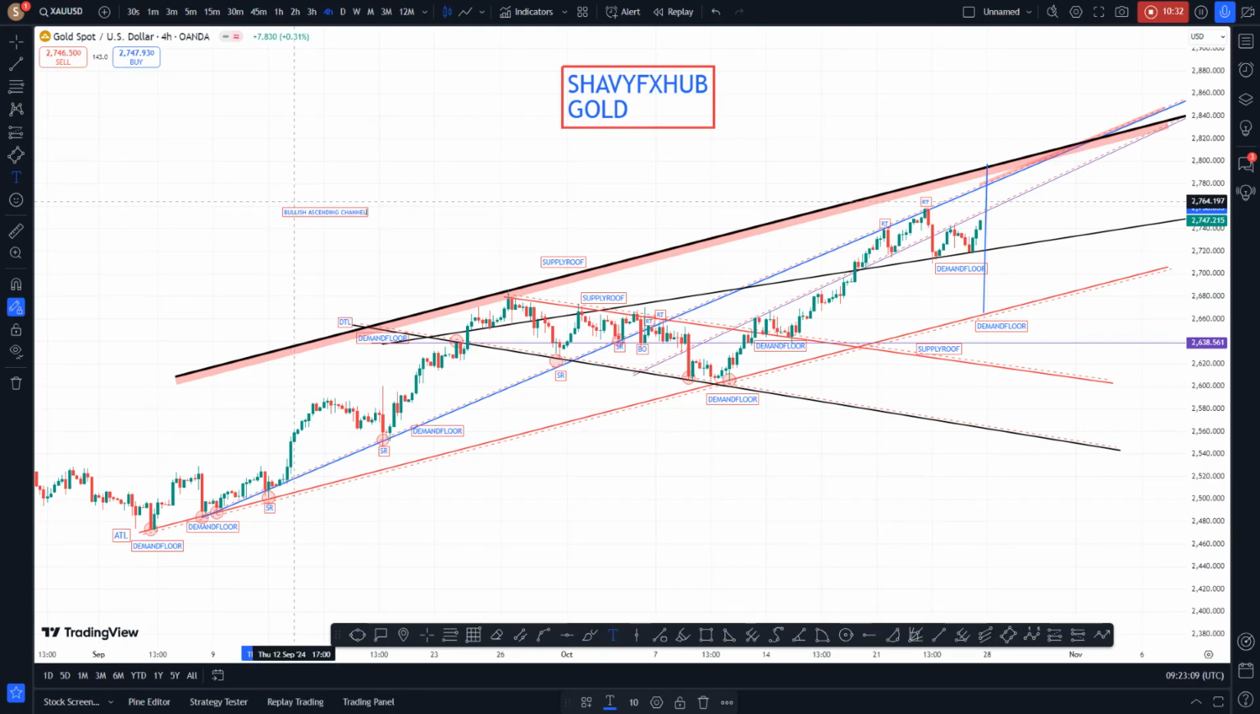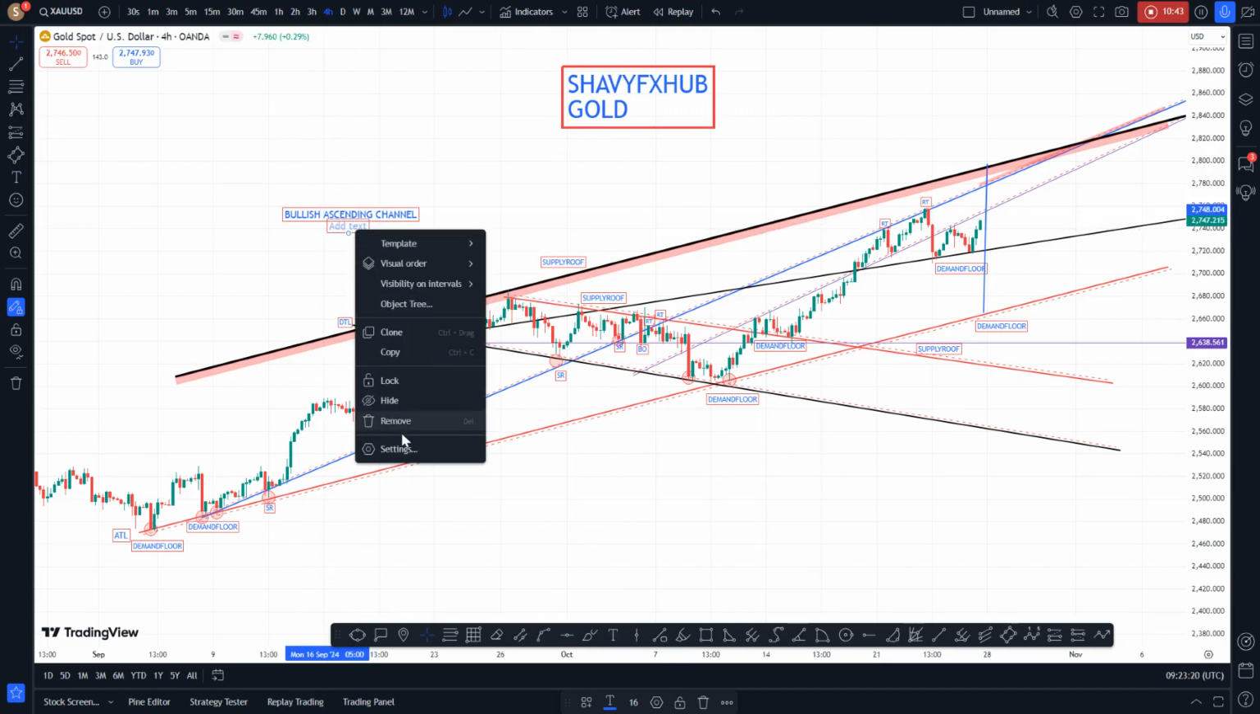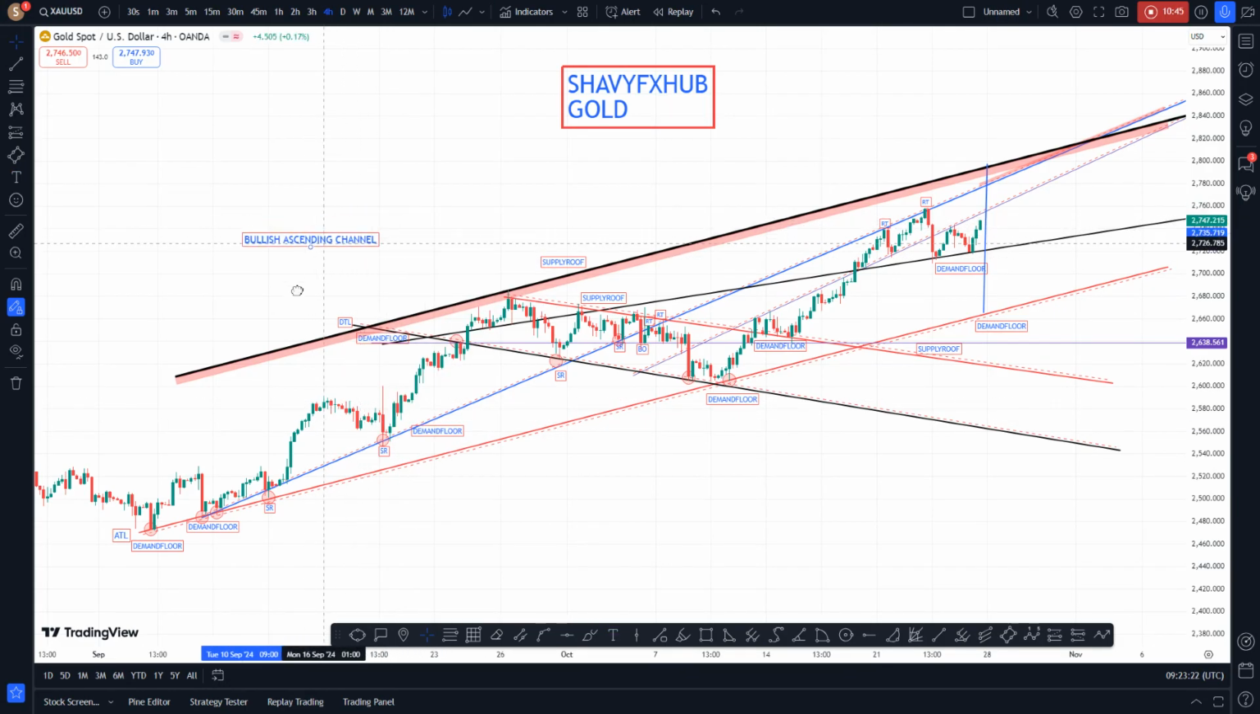So this is a bullish ascending channel. On this bullish ascending channel, you see we have made a whole lot of points on the bottom side, and if you want to see it this way, that is fine. If you want to think it's something different, that's fine. Think whatever you want to think. It's up to you.